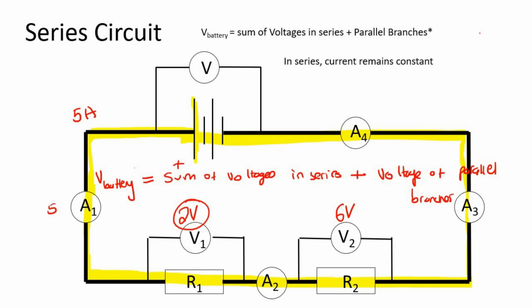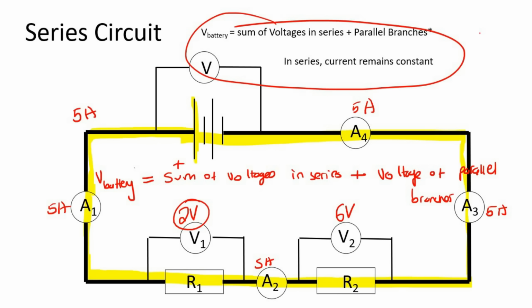So that means this would be 5 amps. On this ammeter it would still be 5 amps. Over here it would be 5 amps. And over here it would still be 5 amps. So at the moment, all that I want you to remember is the following.